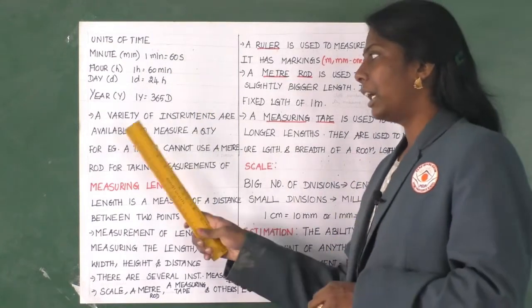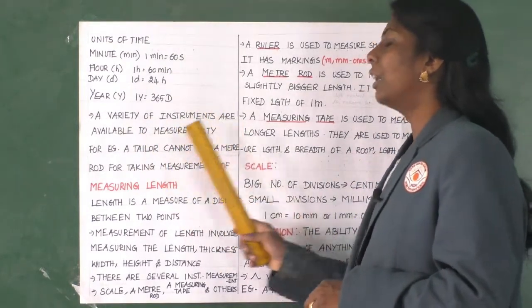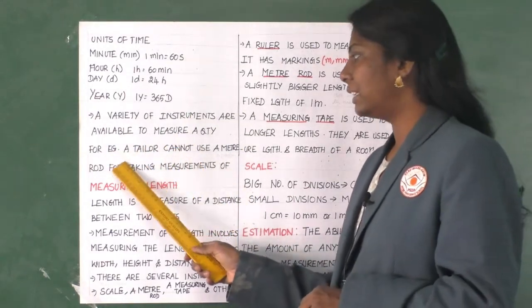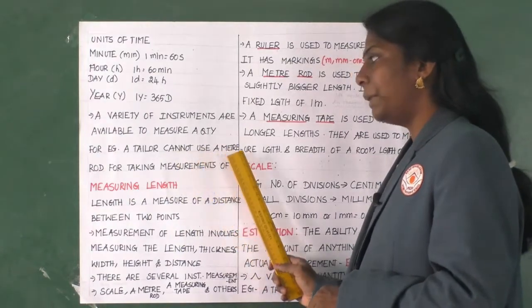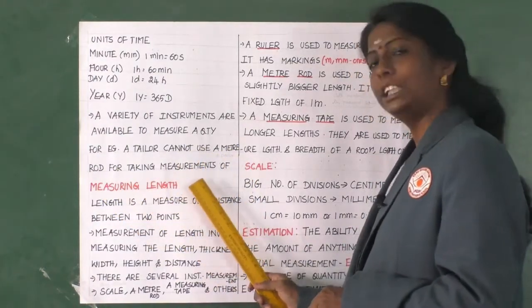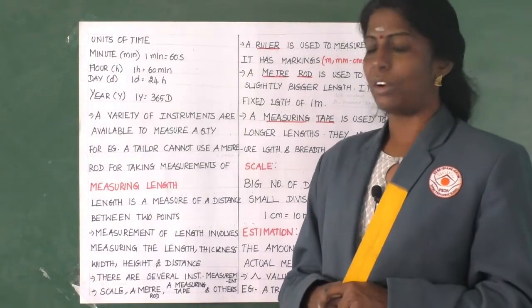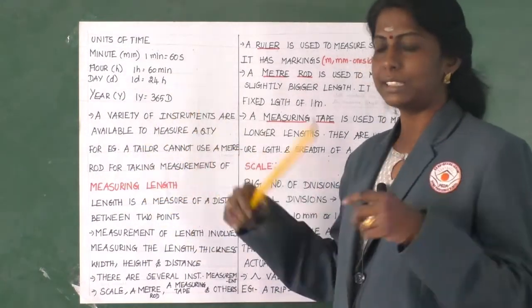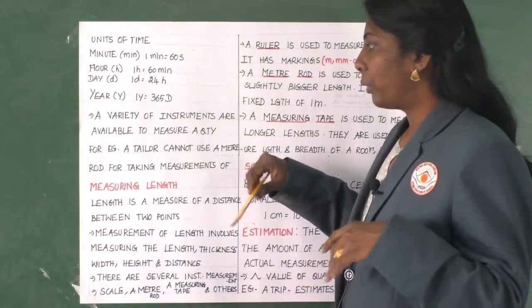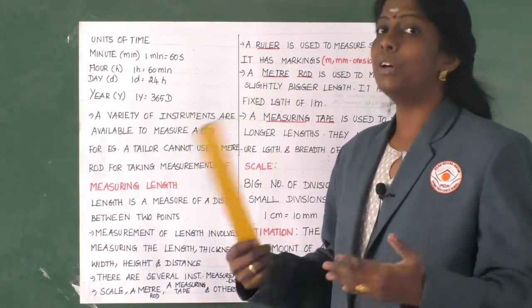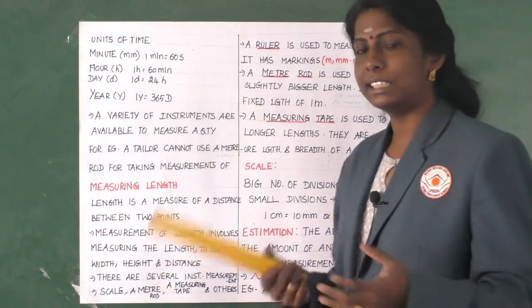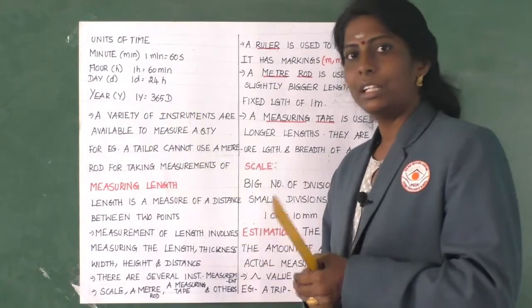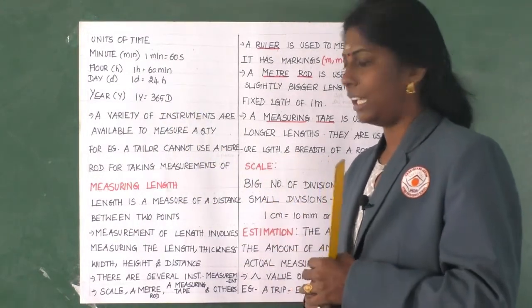Then a variety of instruments are available to measure a quantity. For example, a tailor cannot use a meter rod for taking measurements of a person. Is it not? Yes. So they provide different instruments for measuring each and everything. Now we are going to learn about the different available instruments to measure the length.